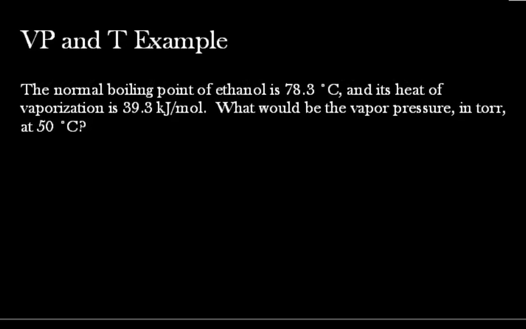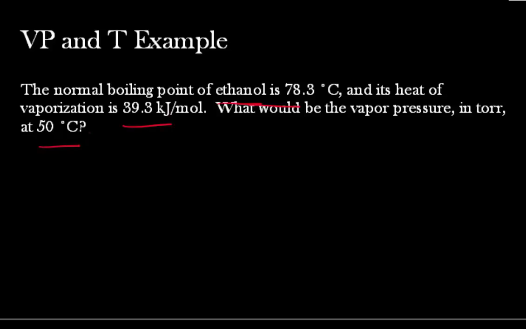Let's try an example using the Clausius-Clapeyron equation where we take a look at ethanol. The normal boiling point for ethanol is 78.3 degrees Celsius, and its heat of vaporization from tabulated data is 39.3 kilojoules per mole. What would be the vapor pressure in torr at 50 degrees Celsius?